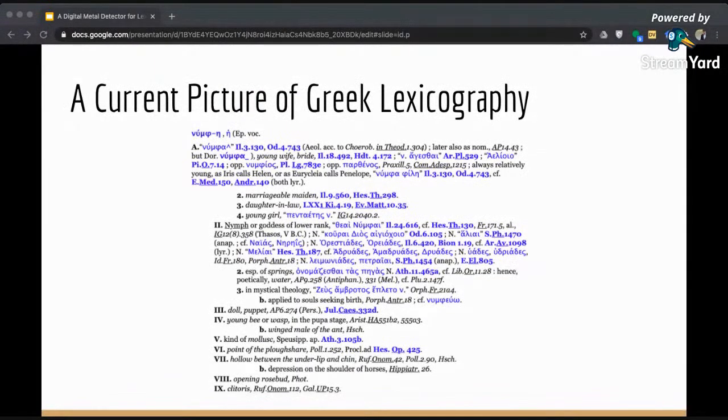Let's take a look at the current picture of Greek lexicography as it stands. This is the Liddell Scott Jones lexicon, the LSJ. It's an entry with the word nymphe, which is a nymph. This is how much Greek lexicography looks, whether it be the more up-to-date Montanari lexicon or this one. As you can see, different senses of the word are delineated in a linear alphabetic layout, as Anne Thompson said, on the printed page. So this linear layout gives us the impression that all of the senses that you can see on the screen occurred in the same time period.